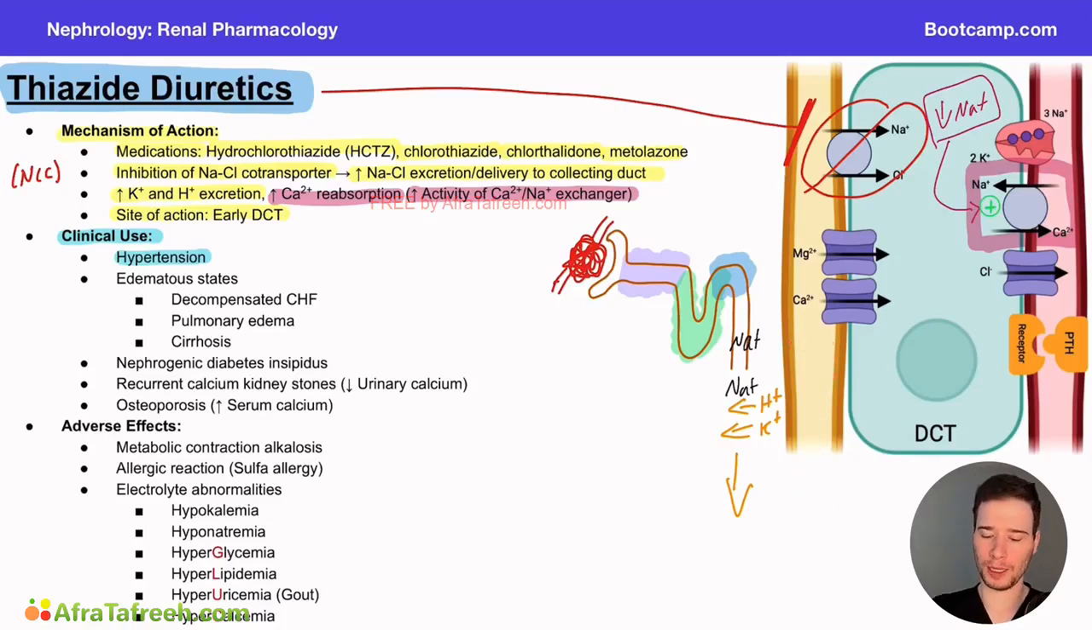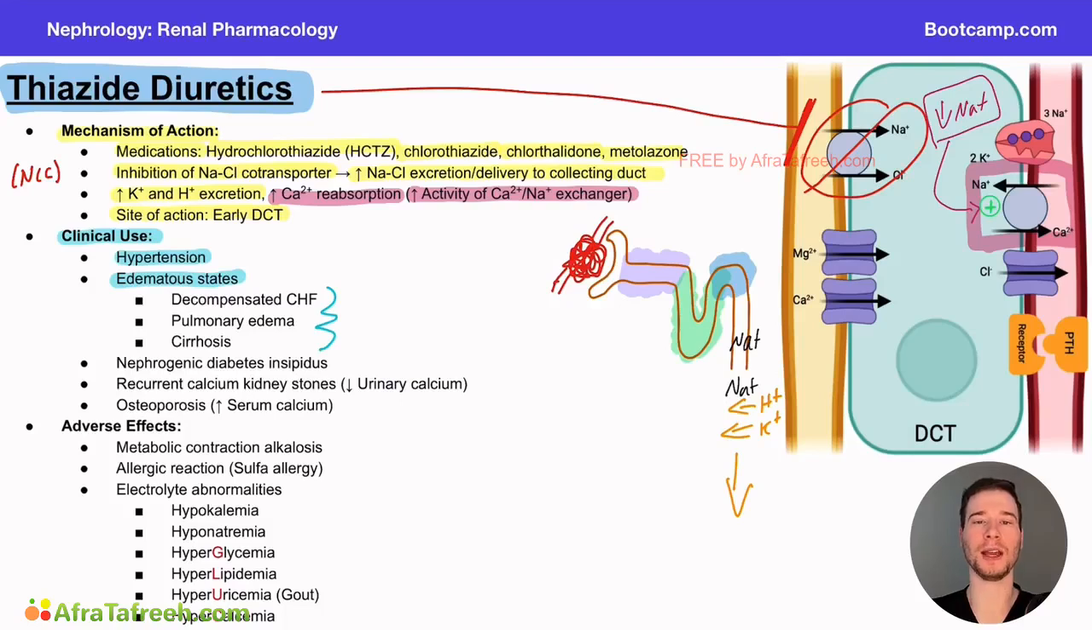We also want to use this for edematous states for similar reasons. Anytime we have a fluid overloaded state, such as decompensated congestive heart failure, pulmonary edema, or cirrhosis, we want to offload that fluid. One thing that's really important to know, especially from a clinical perspective, is that we often will combine a loop diuretic with a thiazide diuretic to essentially offload more fluid. If a patient is on a loop diuretic, which is typically first line, and we're not seeing the fluid offloading or the urine output we would like to see, we can then add a thiazide diuretic to give them a 2-medication combo that should really increase their urine output.